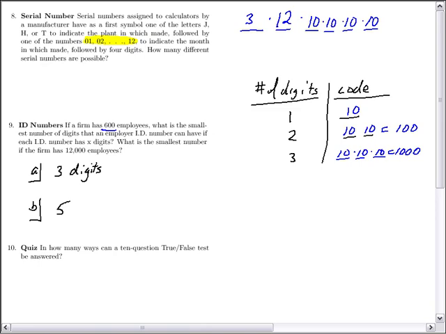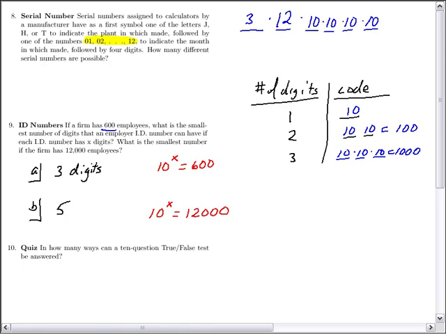Now, if you wanted to, you could also start this problem that says, well, 10 to the x is equal to, for part A, 600. For part B, you could say that 10 to the x is equal to 12,000. Solve those equations. Solve for x. Now, solving it's going to be using logarithms, but it is an alternate method of solving this problem and round up to the next integer.